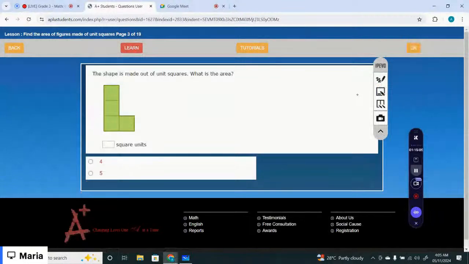The shape is made out of unit squares. What is the area? So which is the correct option? The correct option is 4 square units. Option number 1 is the correct option. That is 4 square units.